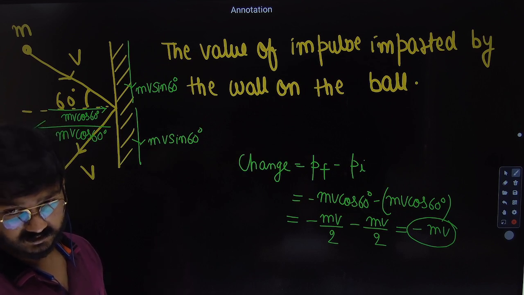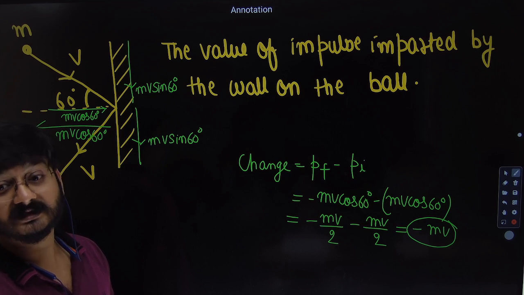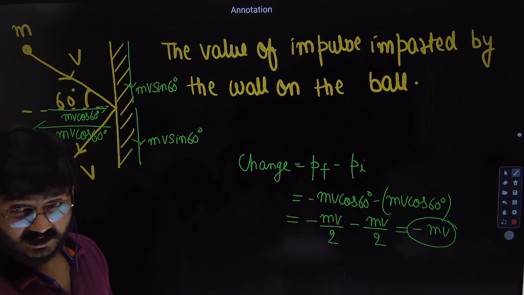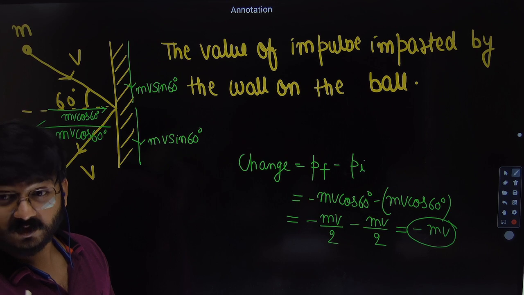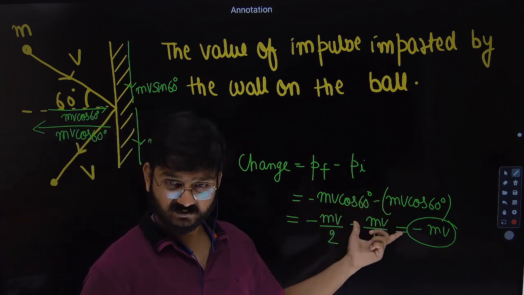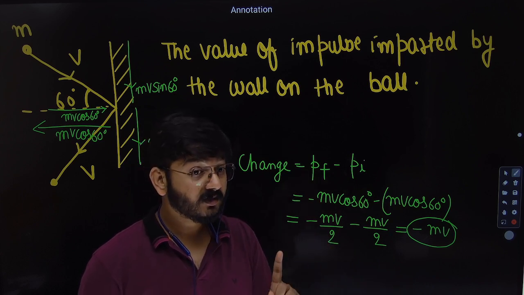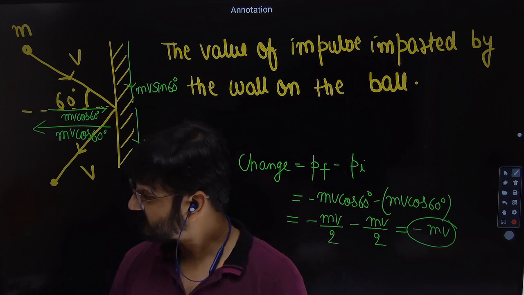Okay, not 2 mv. The answer is 2 mv cos theta. Okay, the answer is 2 mv cos theta. So whatever is theta, you can check, right? It is minus 2 mv cos theta, but the magnitude is 2 mv cos theta.